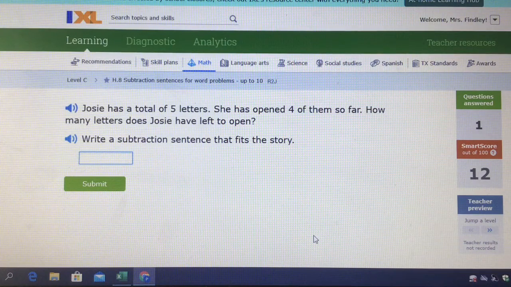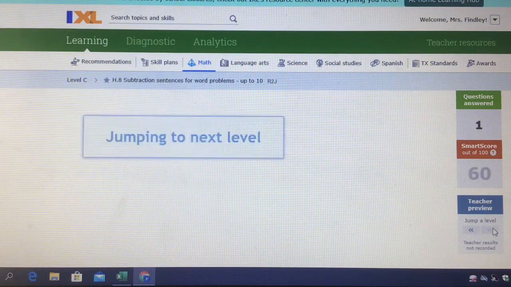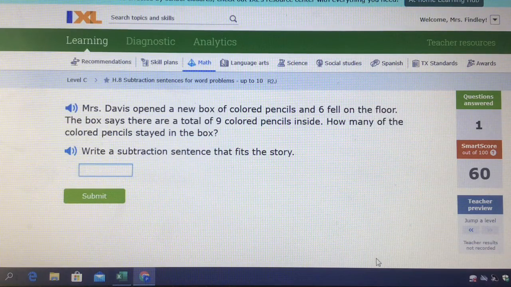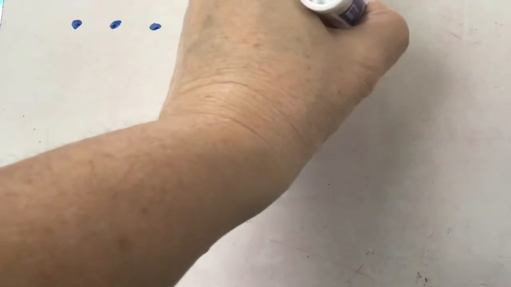Okay, so I'm going to jump up a level here so we can see what it looks like at the next level. All right, it says Mrs. Davis opened a new box of colored pencils and 6 fell on the floor. The box says that there's a total of 9 colored pencils inside. How many of the colored pencils stay in the box? Okay, so we need to draw it out. So we're going to start off with all of the pencils that were in the box. It said there was 9. So 1, 2, 3, 4, 5, 6, 7, 8, 9.